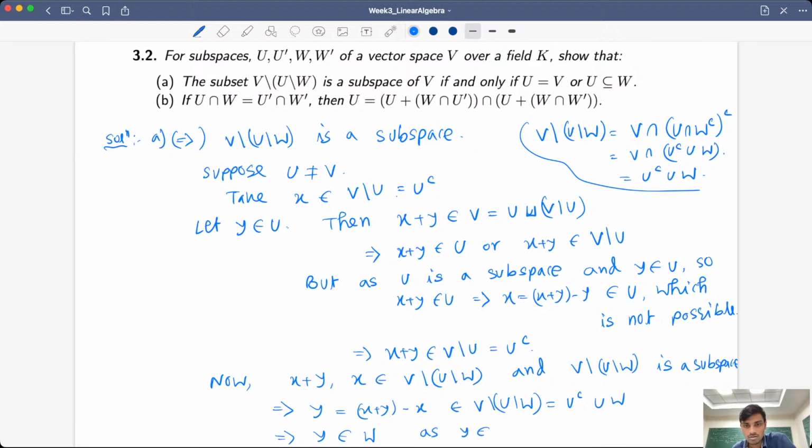Y belongs to U, that is, Y does not belong to U complement. Okay, so we picked Y from U and showed it is in W, so we must have U contained in W. So this implies U contained in W. So here I assumed that U is not equal to V and showed that U is contained in W. So if I assume the other thing, that U is not contained in W, then I should say that U must be equal to V.